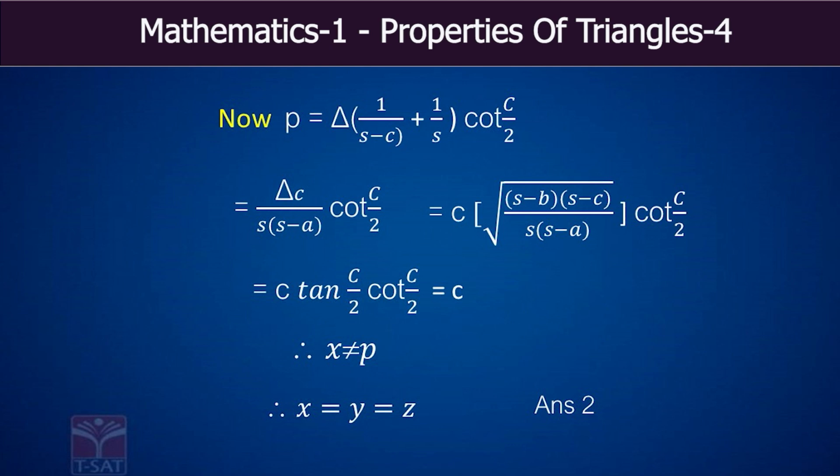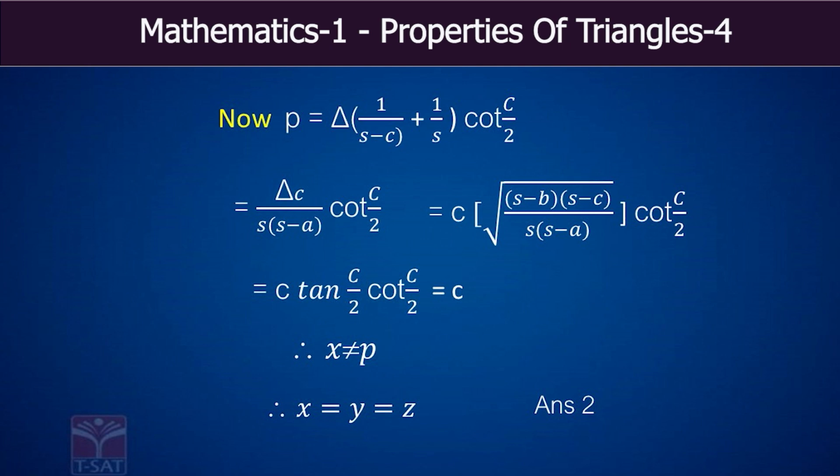Now p is equal to delta into 1 by s minus a minus 1 by s something/2. That is AC something/2 s into s minus a. That is c into the square root of s minus b into s minus c by s into s minus a, something/2, which is c tan c/2 something/2, which is equal to a. So therefore, x is not equal to p.